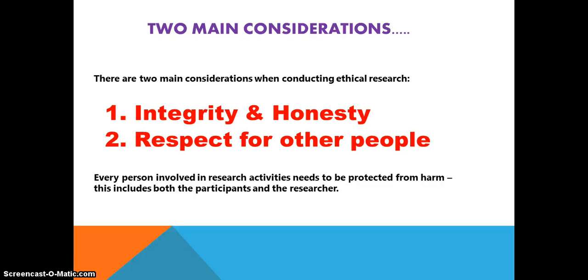Basically, there are two main considerations when you're conducting ethical research. You need to have integrity and you need to be honest, and you need to respect other people that are involved in your research. Every person that's involved in your research activities needs to be protected from harm. That means both you as the researcher and any other people that are involved in your research process along the way.